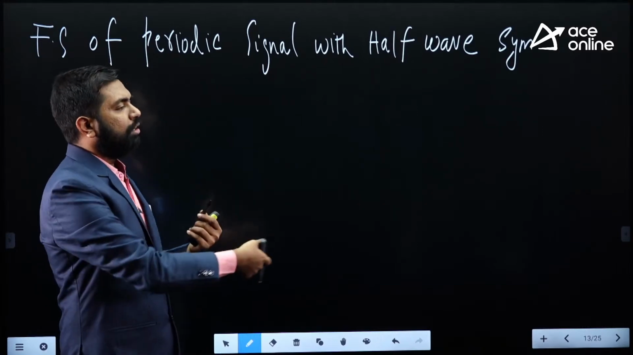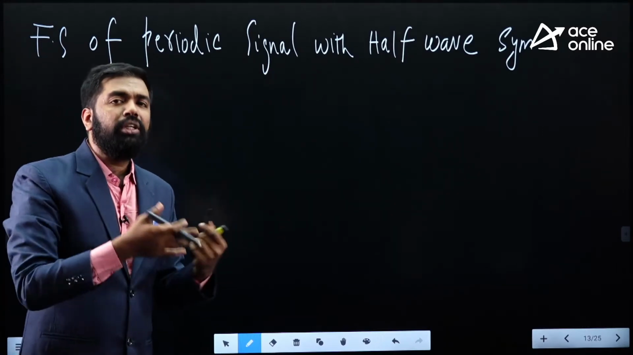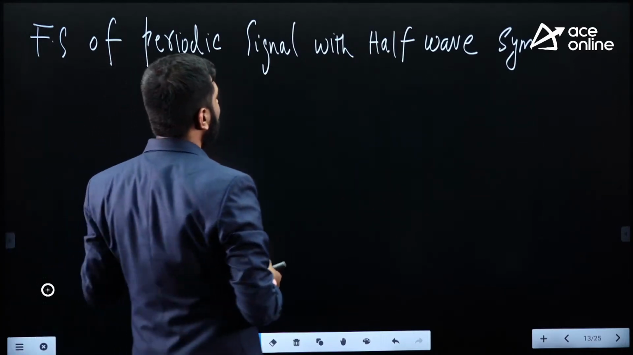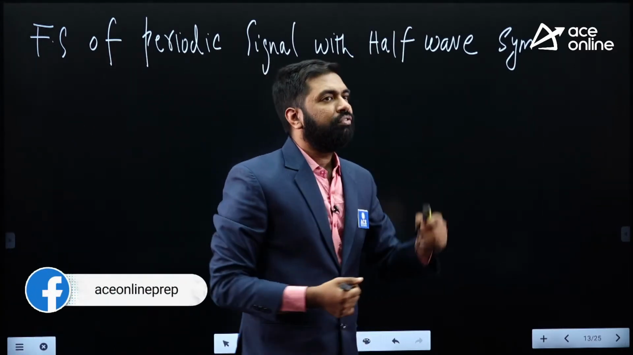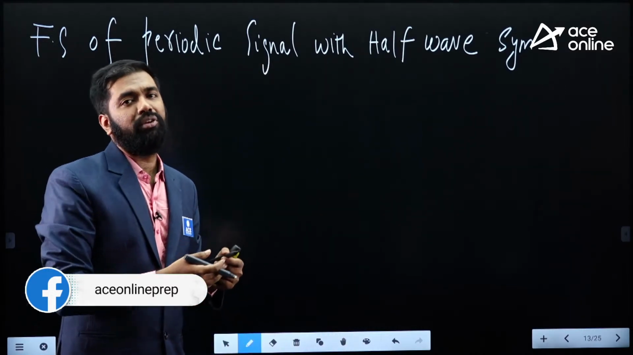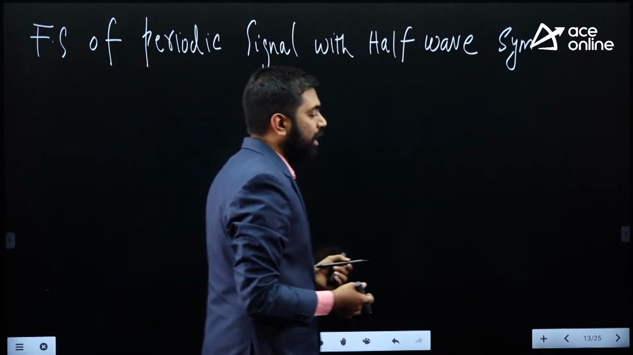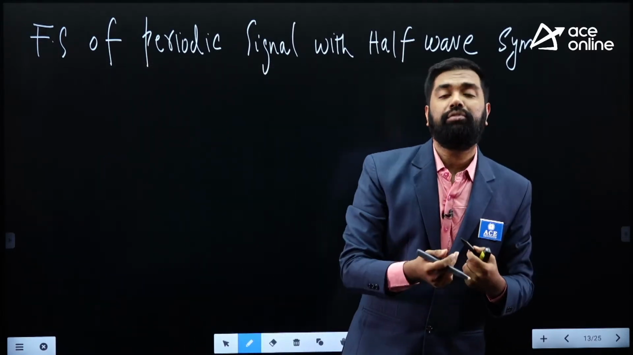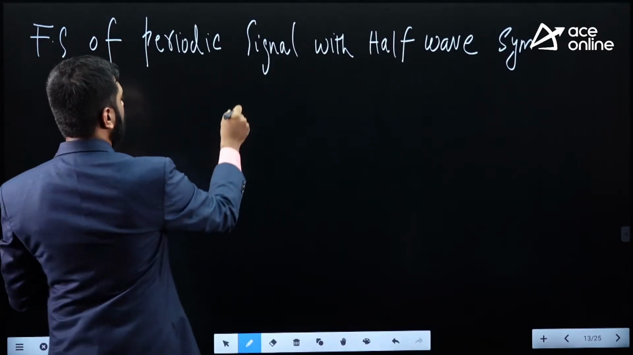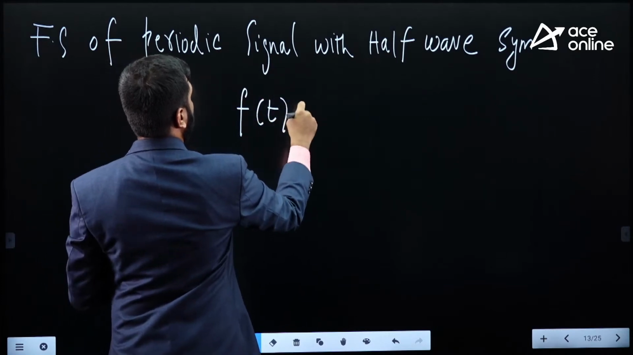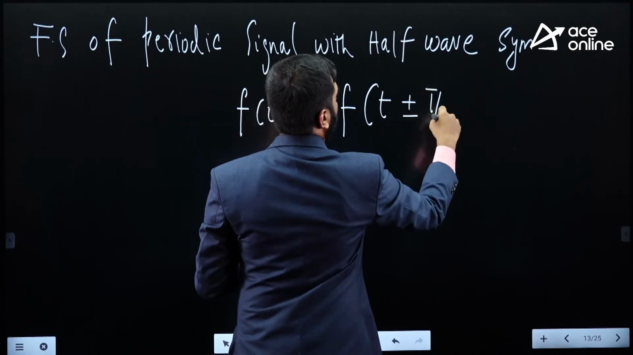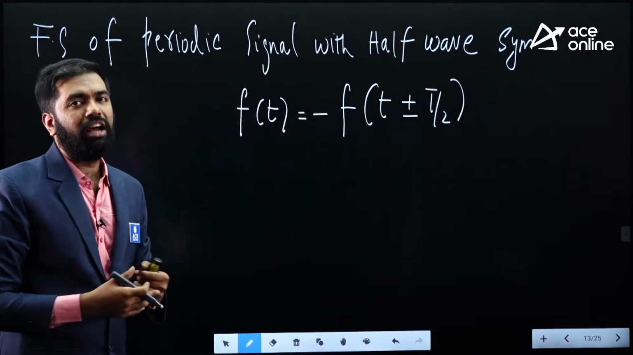Now whatever I'm going to discuss, this has been asked in many of the competitive exams. So the end results are very, very important for you. Firstly, what's the condition for half wave symmetry? Like we said, for an even signal, f of minus t is the same as f of t. For an odd signal, f of minus t is minus f of t. What's the condition for half wave symmetry? The condition is that f of t is equal to minus f of t plus or minus T by 2.